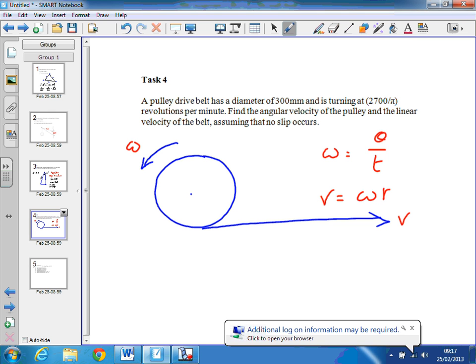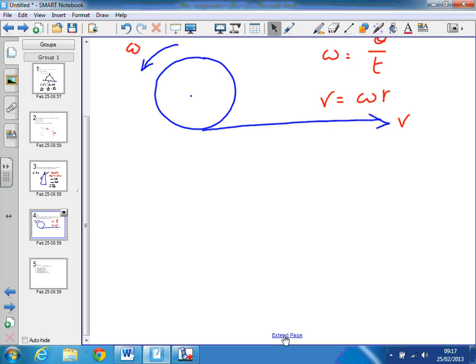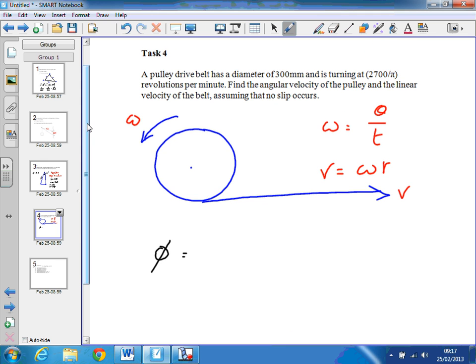Radius. So I then might be tempted to write down what I know. What do I know? Well, I don't know the radius directly, do I? What I do know is the diameter is 300 millimeters. What else do I know?